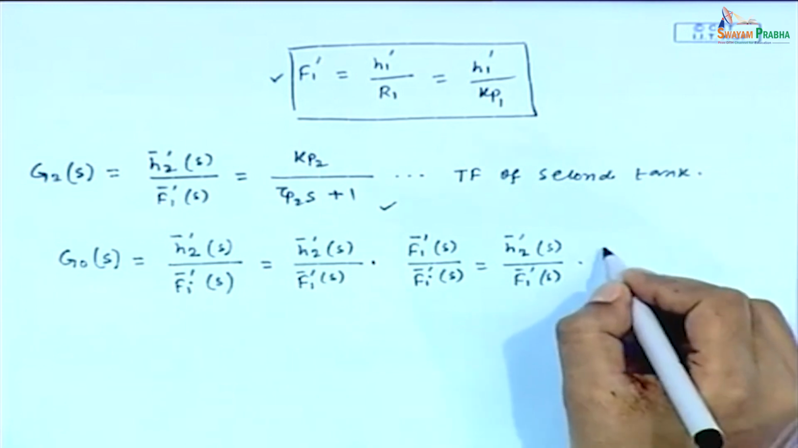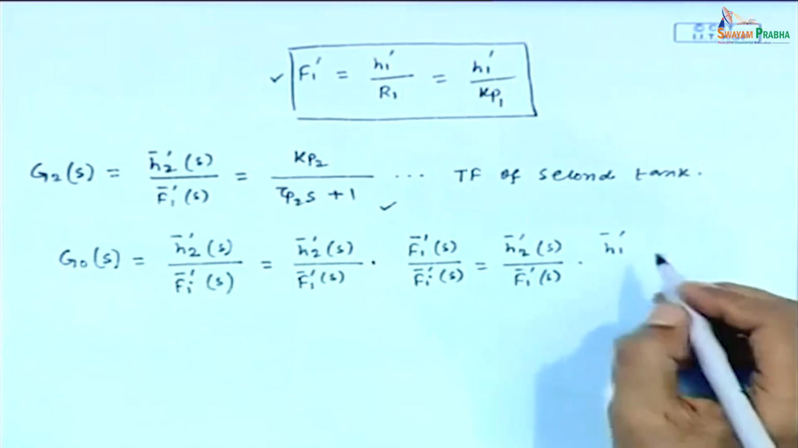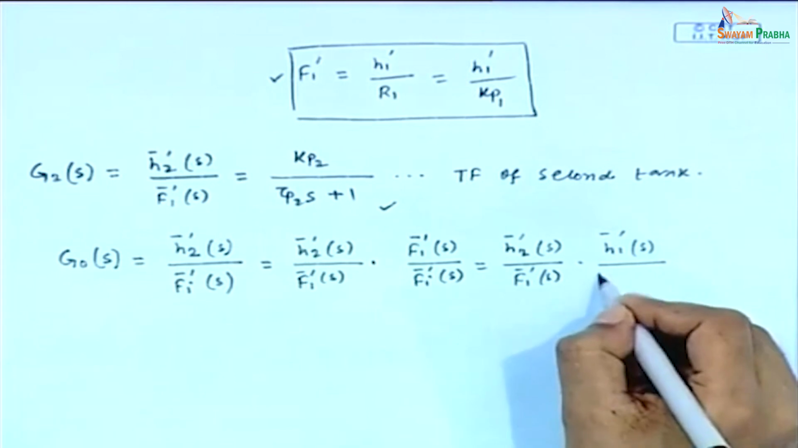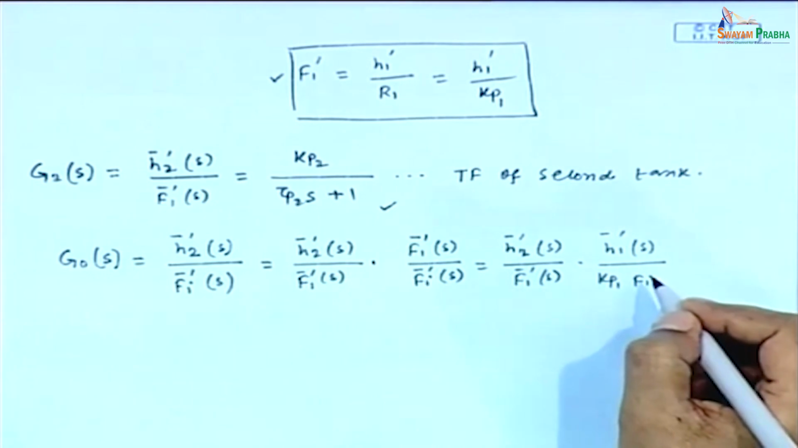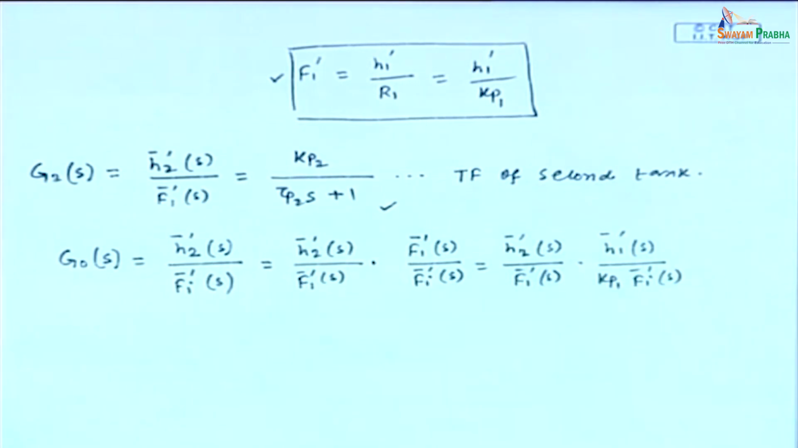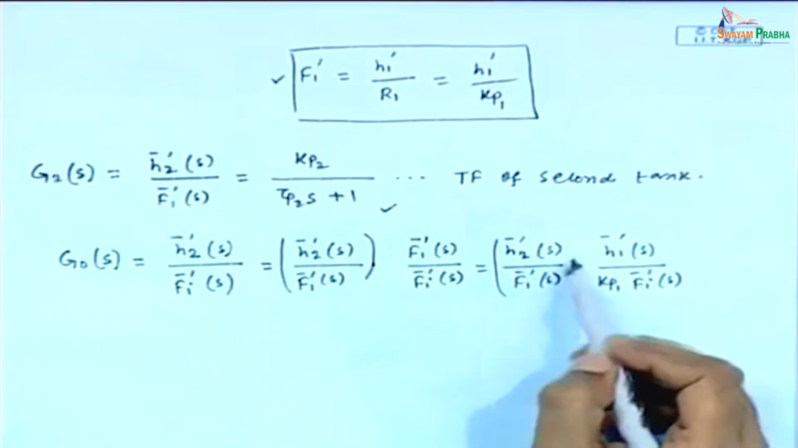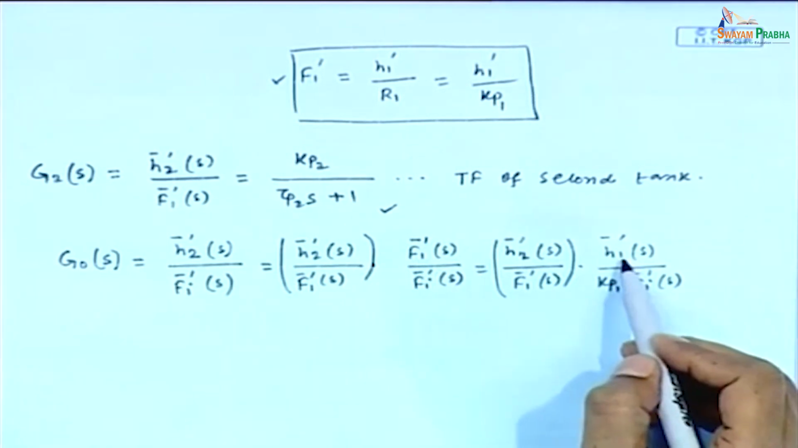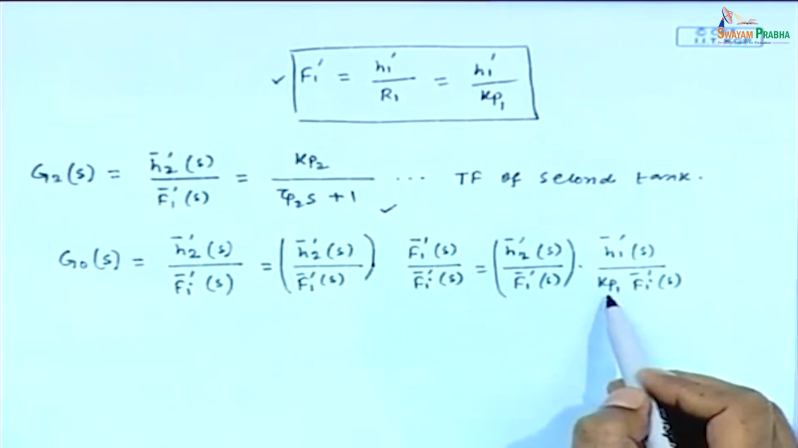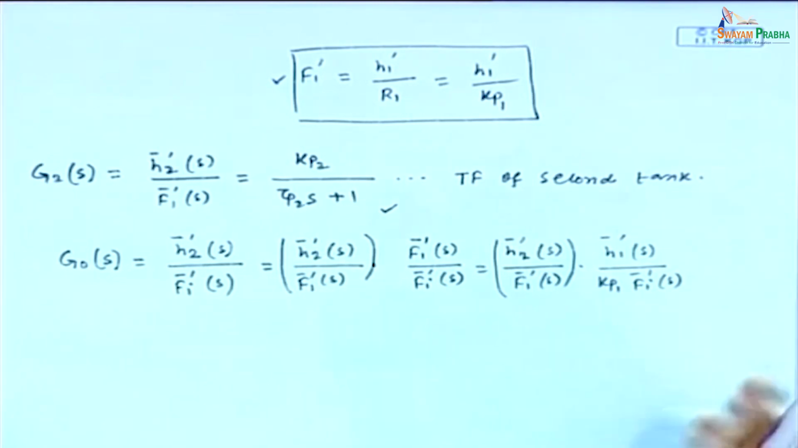So, if we substitute here H1 bar prime(s) divided by Kp1 and Fi bar prime(s). Can we write this? There is no change of this term. Now, in place of F1 prime, we have substituted H1 prime divided by Kp1, and then Fi prime remains there.